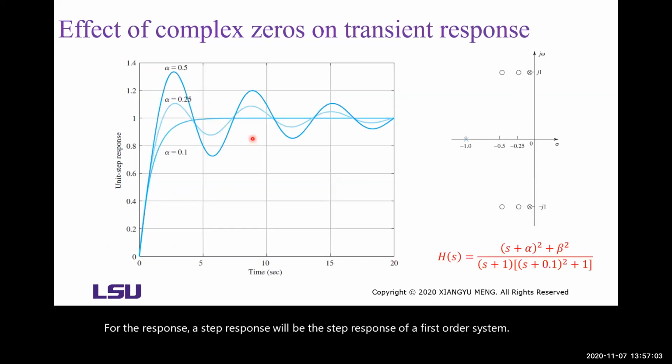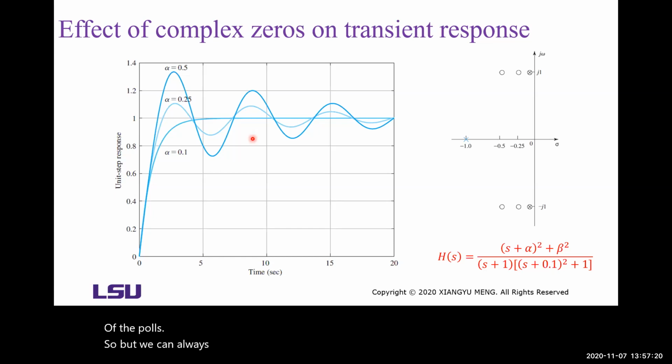But in reality, usually we do not know the exact locations of the poles. But we can always move the zeros close to the poles to reduce the oscillation.